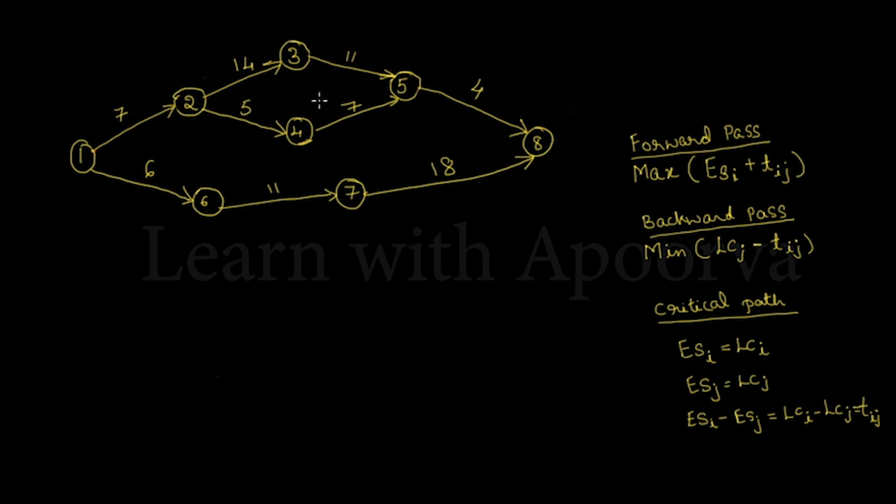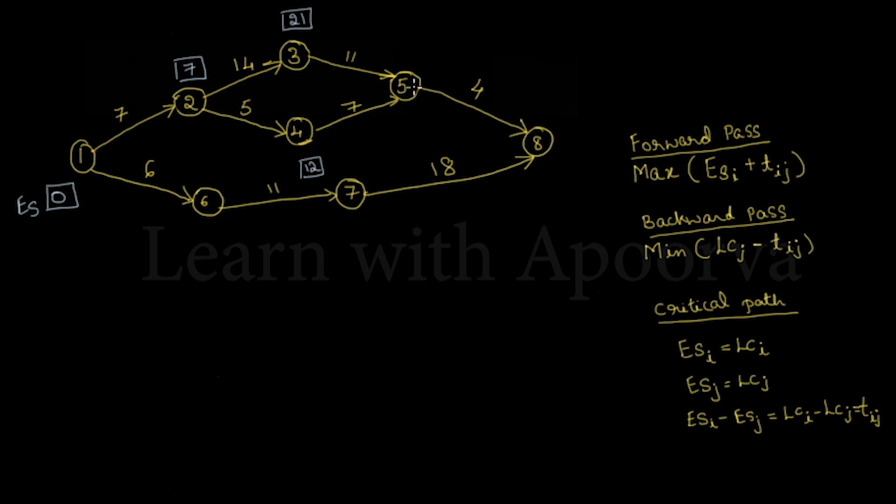Let us start with the forward pass now. This is the formula for calculating the earliest starting time for each node. So, starting from the first node, we consider the earliest starting time for the node 1 as equal to 0. So, this is by default. So, for the second node, we will add the activity duration plus the previous node's earliest starting time. So, in this case for node 2, it will be 0 plus 7 which will be equal to 7. So, after this for node 3 it is going to be 7 plus 14 which will be 21. Then for node 4 it will be 7 plus 5 which will be equal to 12.